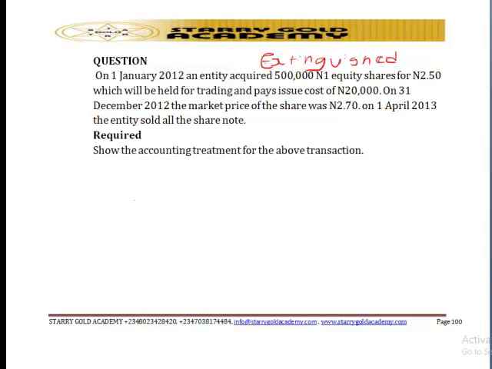So on 1st January 2012, an entity acquired 500,000 naira equity shares for 2.50 naira 50 kobo, which will be held for trading. That is all we need. They've given it away. By them saying it will be held for trading, they've given it away. They don't have anything to hide again.